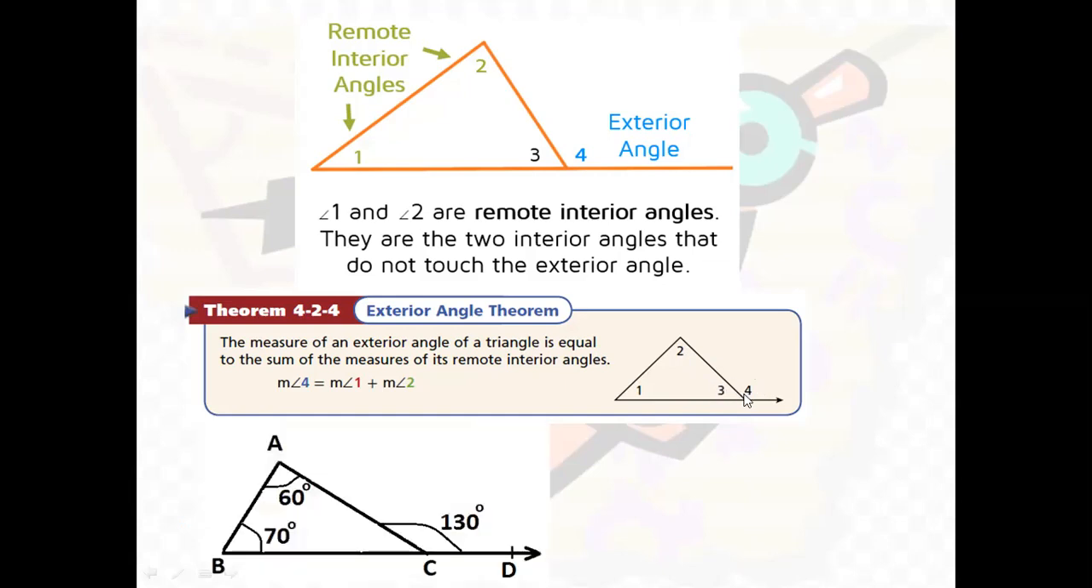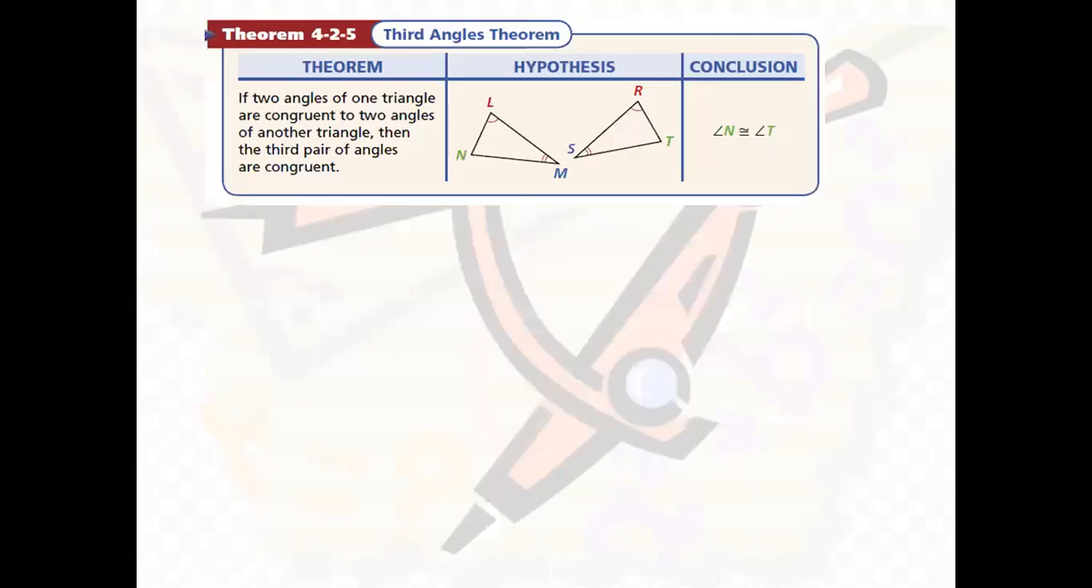For example, if angle A and angle B are 60 and 70 respectively, the exterior angle is going to be 130. The exterior angle is the sum of the two remote interior angles. That's what they are trying to say here. Okay, there is another theorem here you need to learn.